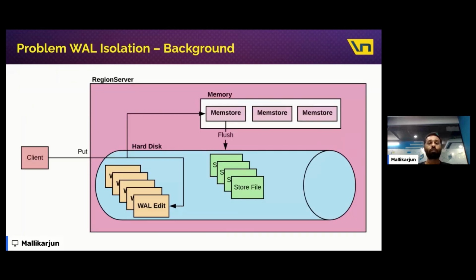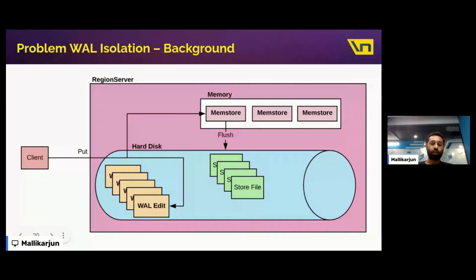So the next problem statement will move on to WAL isolation. I spoke about data isolation. Now we'll be talking about WAL isolation, right? So what happens in HBase when you are going to make a put or some mutation? This is what is going to happen. A client does a put, then it is written in two places. One is in the memstore, the second one is the WAL, right?